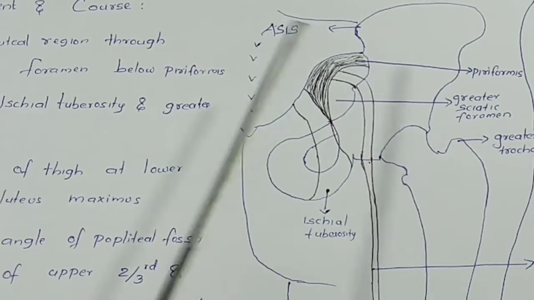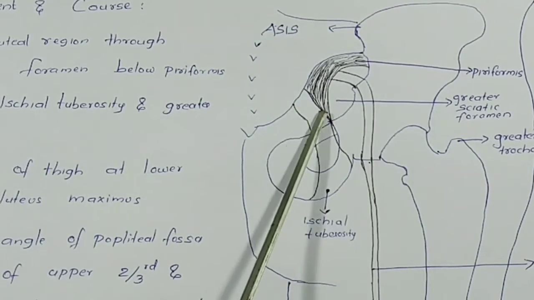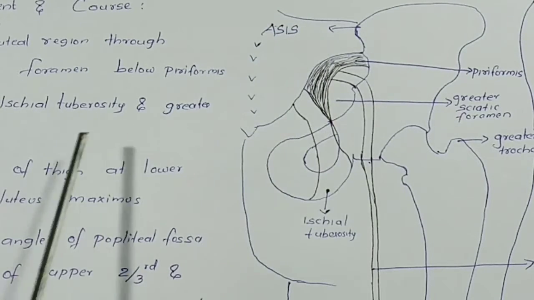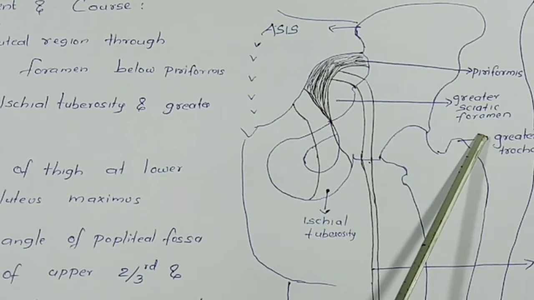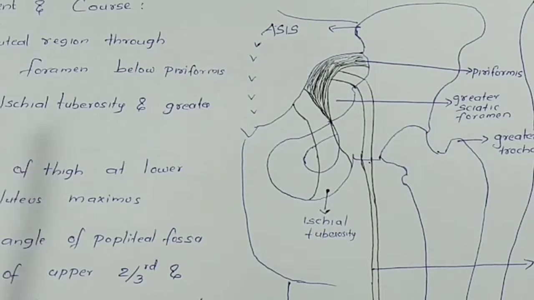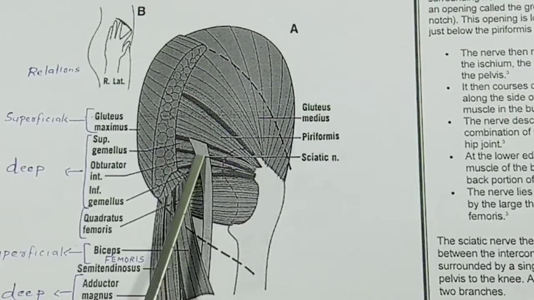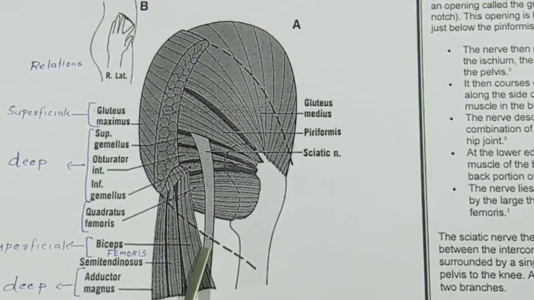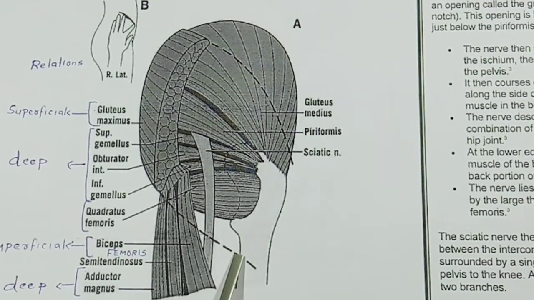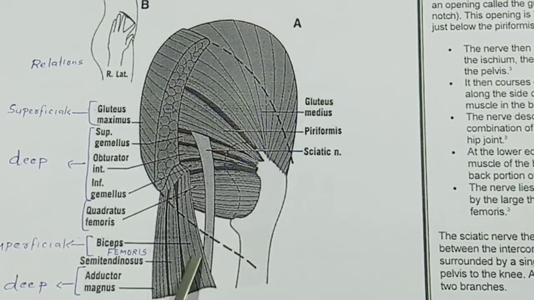Now you can see the diagram more clearly. As I said before, it enters the gluteal region through the greater sciatic foramen below the piriformis, and then it passes between the greater trochanter and the ischial tuberosity. And then it enters the back of thigh at the lower border of the gluteus maximus. Here you are able to see that it eventually comes out at the lower border of gluteus maximus. So there it enters the back of thigh.